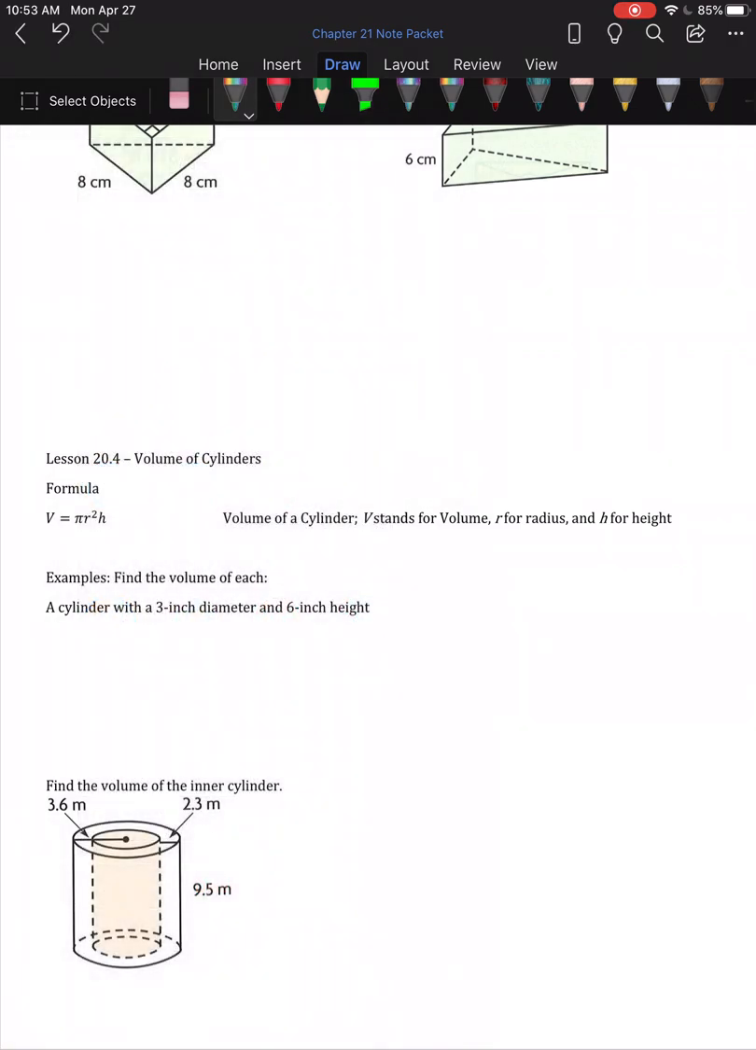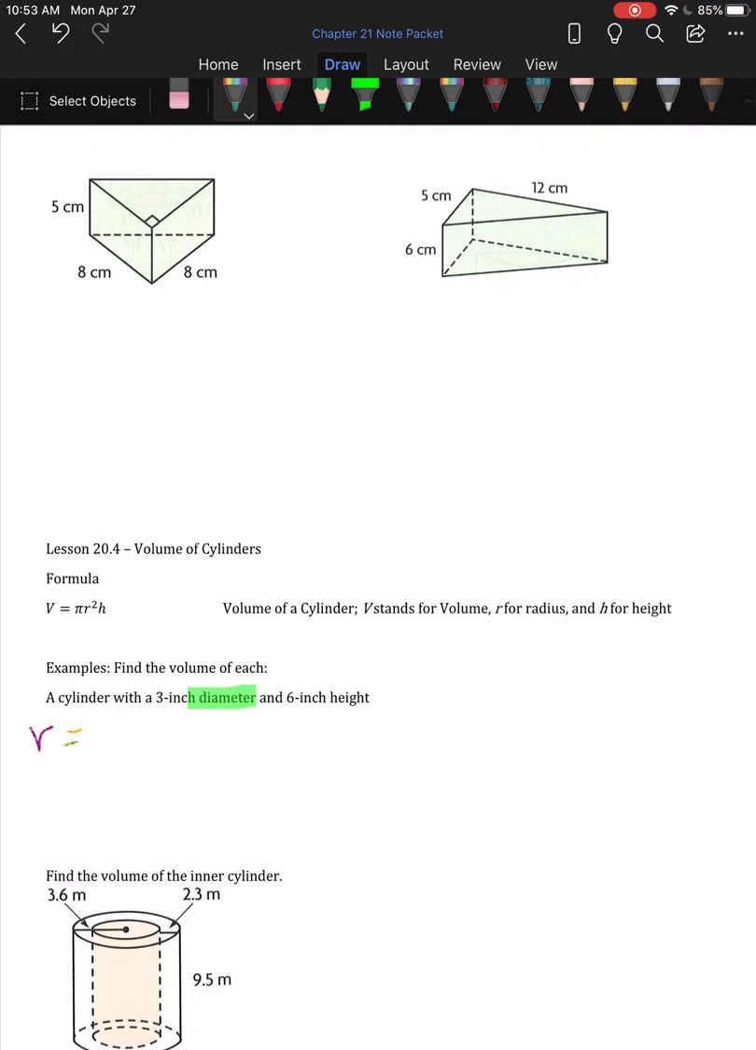So, first one here, I don't even have a diagram, I just simply have a description of a cylinder that has a 3-inch diameter and a 6-inch height. 3-inch diameter. So the first step is to find the radius. If we are given the diameter, divide it by 2. Well, we are given the diameter here, so let's divide it by 2. 3 divided by 2 is 1.5.